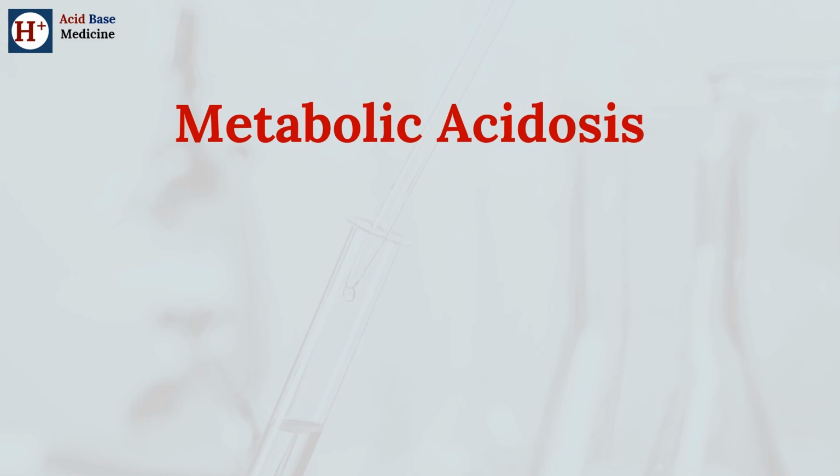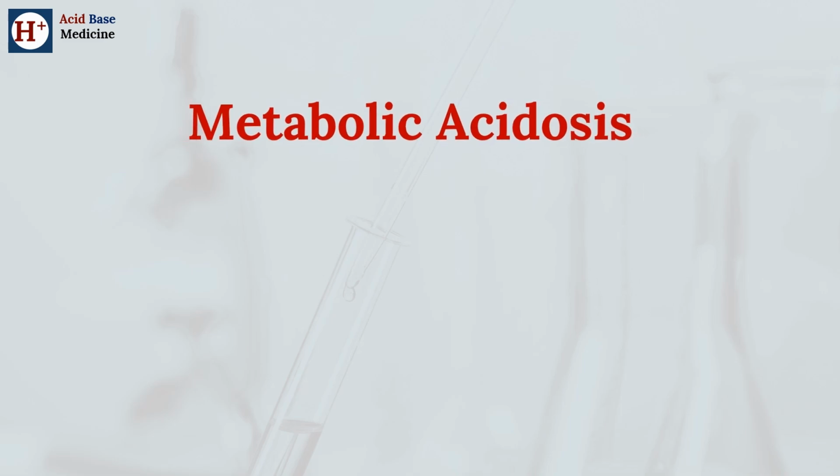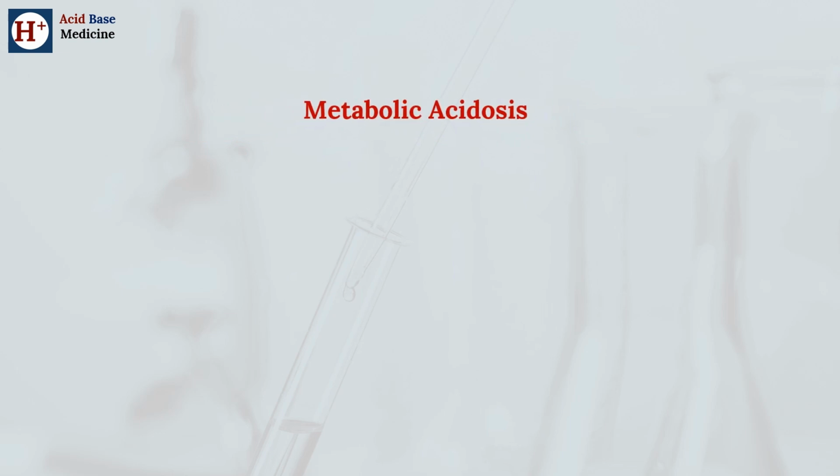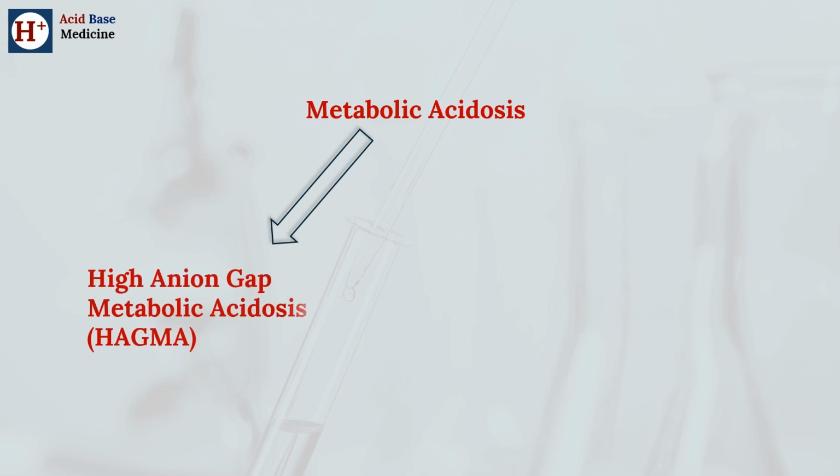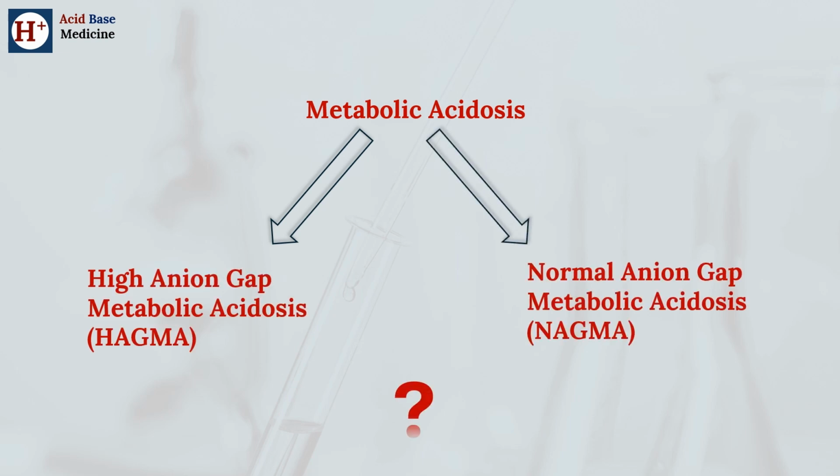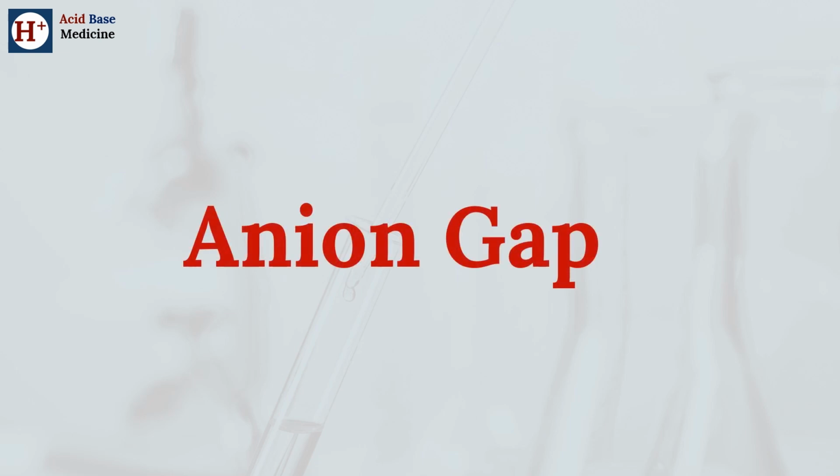When we reach an understanding that the primary disorder is metabolic acidosis, the next step is to decide if it is high anion gap metabolic acidosis or normal anion gap metabolic acidosis, or mixed. So you might be asking yourselves, is there a true anion gap in the body? Well, the answer is no. There is no actual gap in the body.